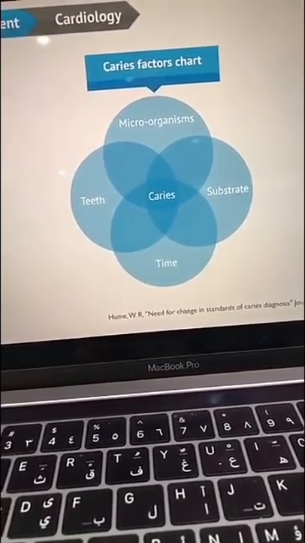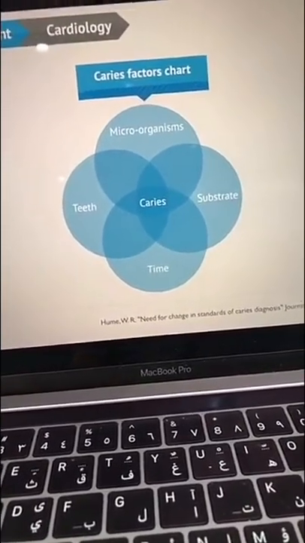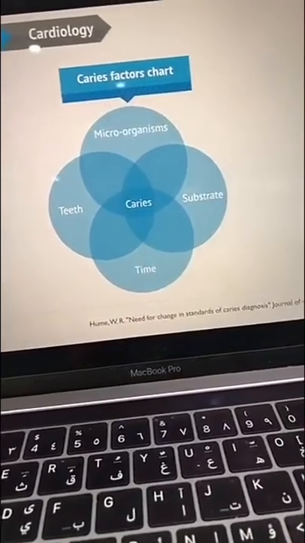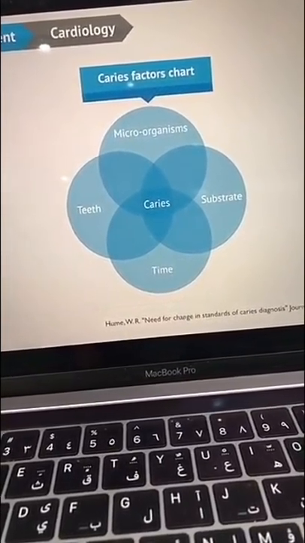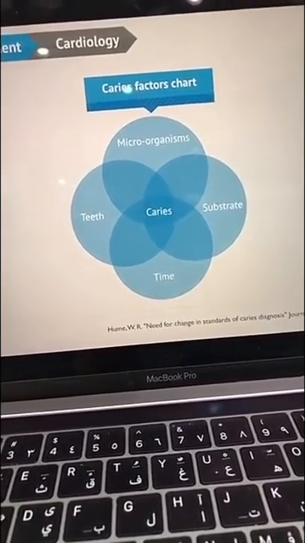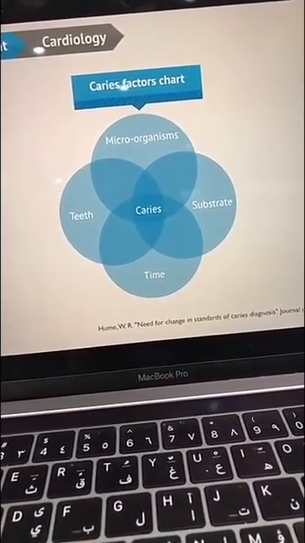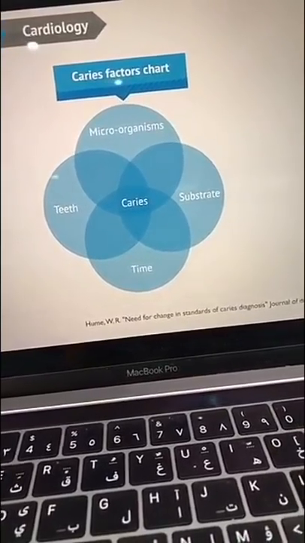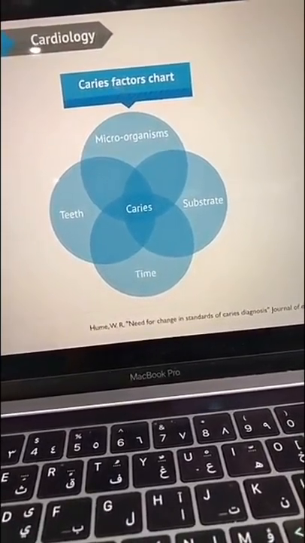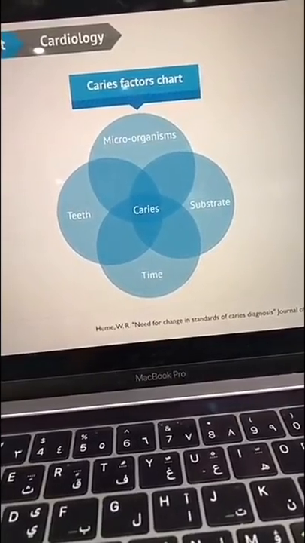I don't know about you, but this is from first year microbiology. If you remember, these 4 factors have to be present together in order for caries to be active. So as you can see, there is time, teeth, and bacteria, as well as substrate, which is basically sugar. So if we take just one factor from this equation, we're actually going to force the caries to arrest.